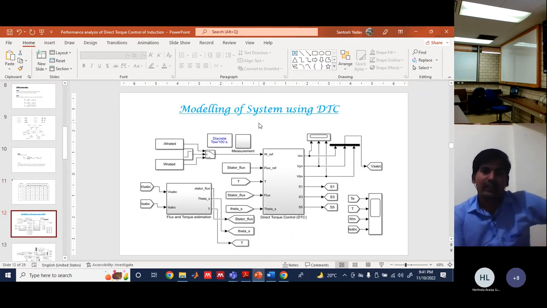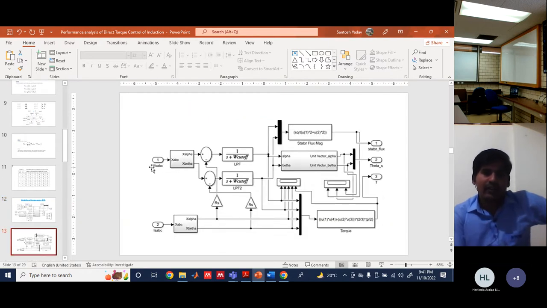And then coming to the designing of DTC in MATLAB, the flux and torque estimation block is this, and the direct torque controller block is this. From the measurement blocks I have made this. Inside this, on the supply side, we are taking the supply from A, B, C to convert into alpha, beta, like V alpha, V beta. Then we will give it to the low pass filter, and from the low pass filter convert alpha, beta again. And we will finally find the stator flux, theta and torque.